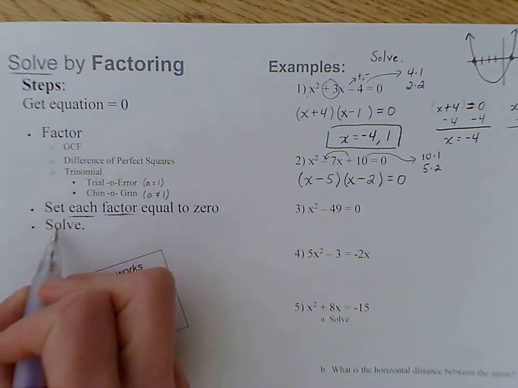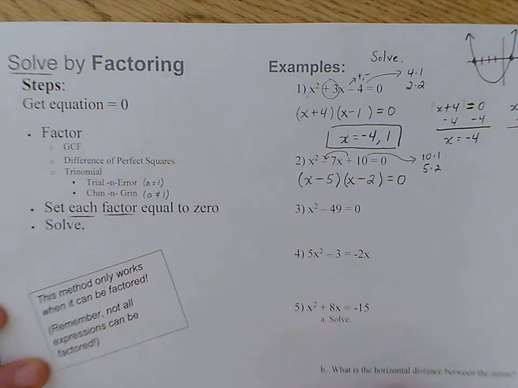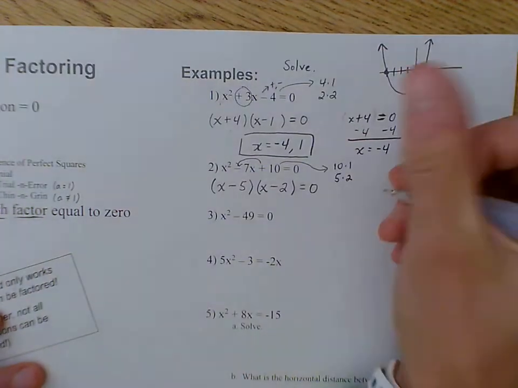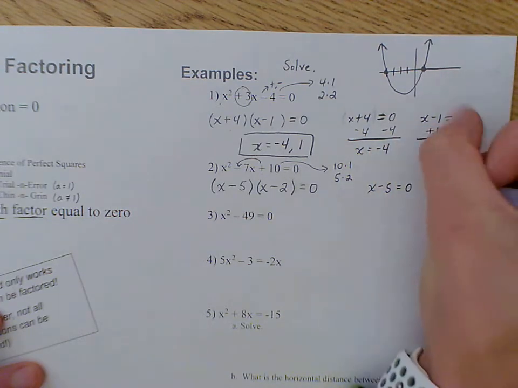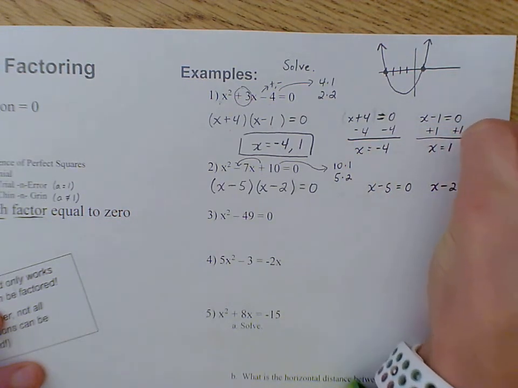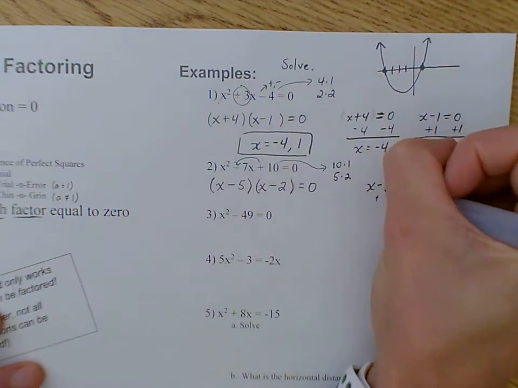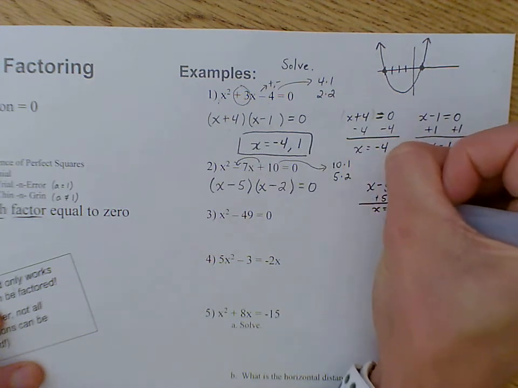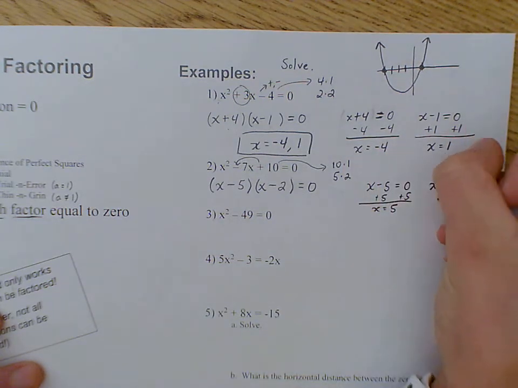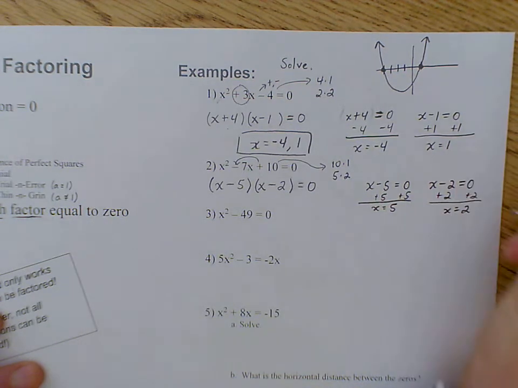Now we have to actually do the solving part. So you take each factor and equal it to 0. So I'm going to go to the side, and I'm going to take x minus 5 and set it equal to 0, and then x minus 2 and set it equal to 0. Okay, then you solve. So I have to add my 5 here to get the x by itself, and x would equal 5. And then I have to add my 2 here, so x would equal 2.